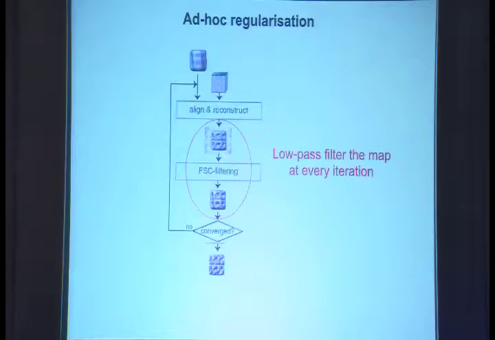So what people then do is low pass filter the map at every iteration, and that's because the model which is underlying is made of connected atoms. So at low resolution, they have a very smooth feature. So that's what you do, you low pass filter the map at every iteration, and then you go through.